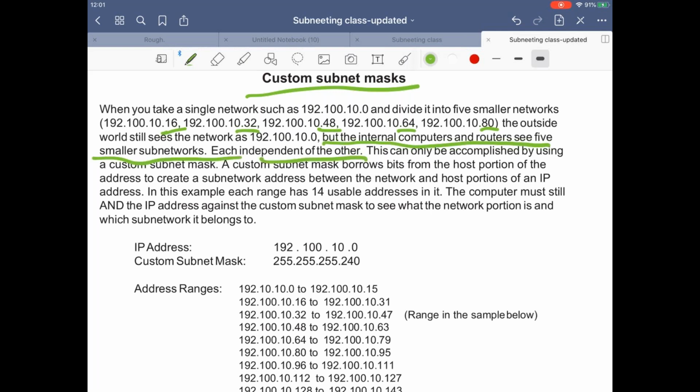The custom subnet mask borrows bits from the host portion of the address to create a subnetwork address between the network and host portion of an IP address. No, I didn't understand that. Okay, I'll tell you. We will see one example.